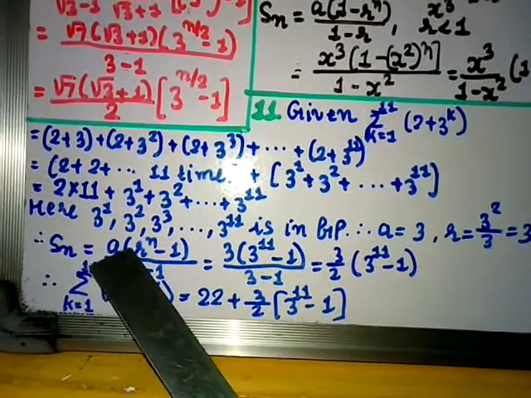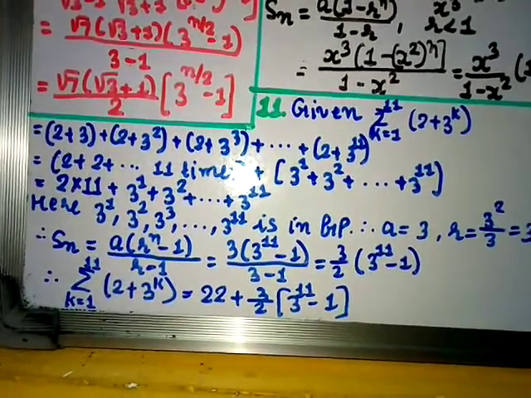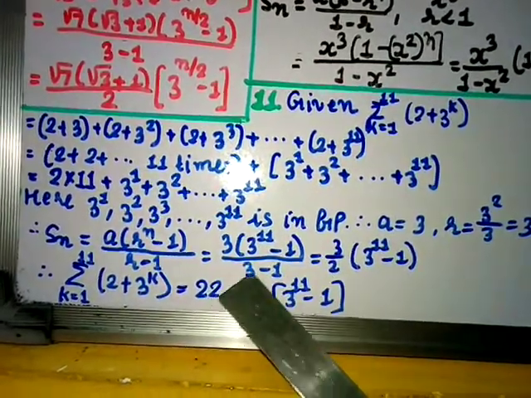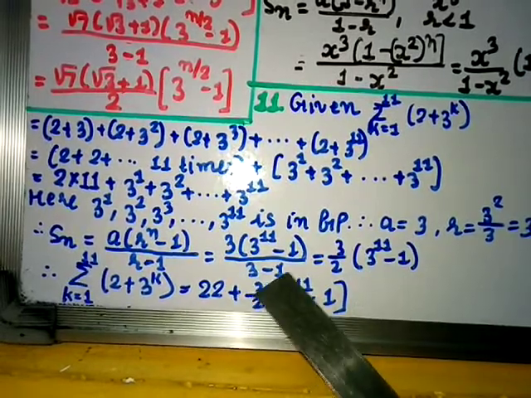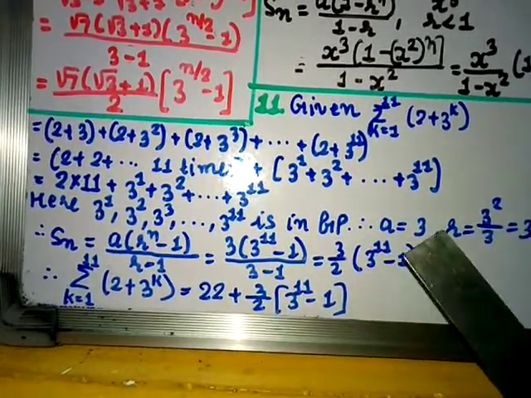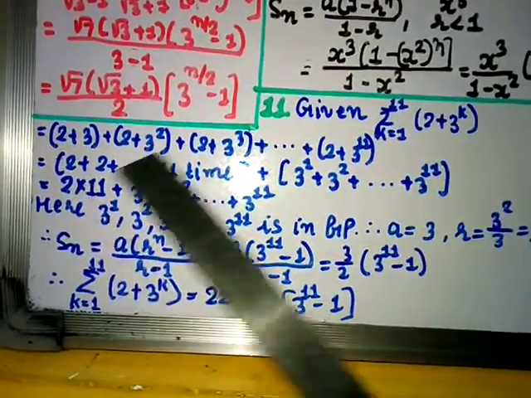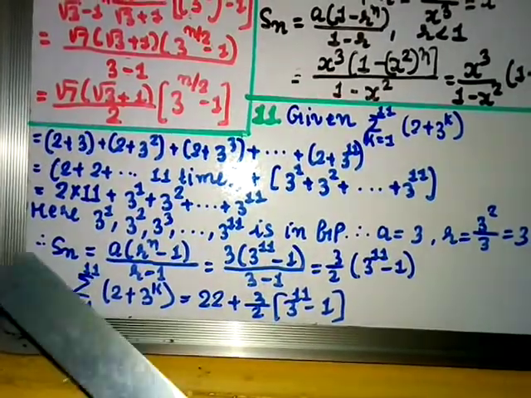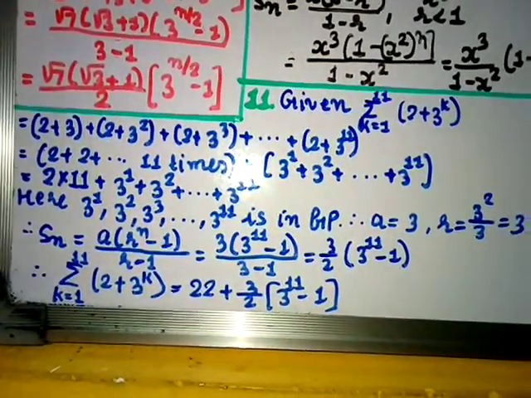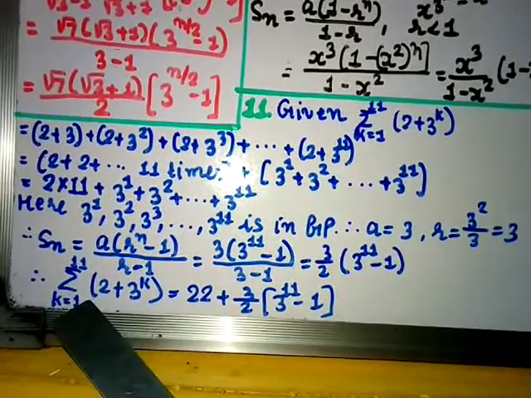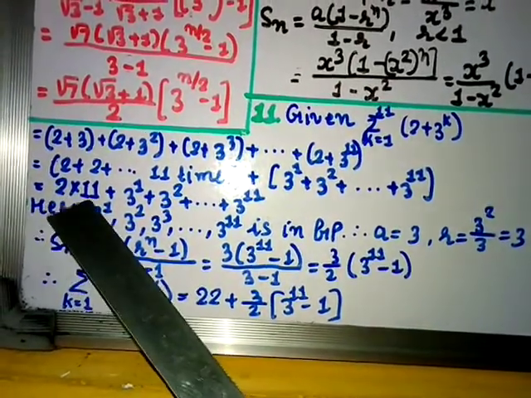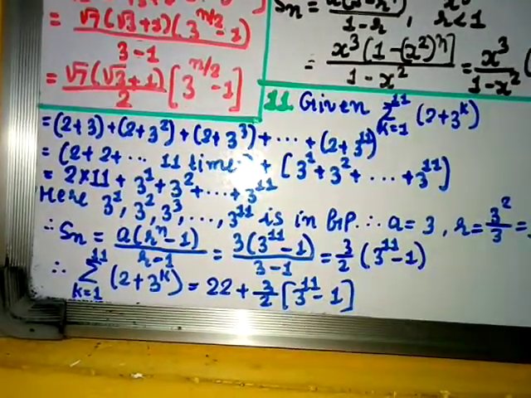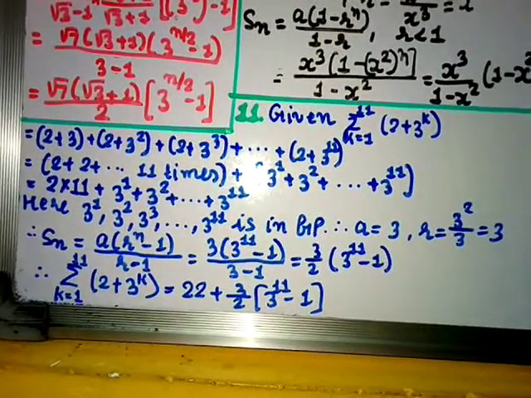So Sn equals a into r power n minus 1 divided by r minus 1. Okay, this sum equals a value is 3 into r value also is 3. So 3 power 11 minus 1 divided by 3 minus 1, equal to 3 divided by 2 into 3 power 11 minus 1. So we shall place the value of these two in this one. Directly we can put 2 into 11 is 22, and this value is this sum, so we place the value of Sn. So sigma k equal to 1 to 11, 2 plus 3 power k equals 2 into 11 is 22 plus this sum, 3 by 2 into 3 power 11 minus 1. So that is the solution for question number 11.